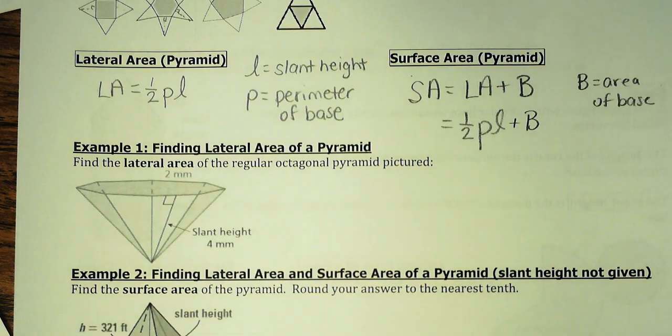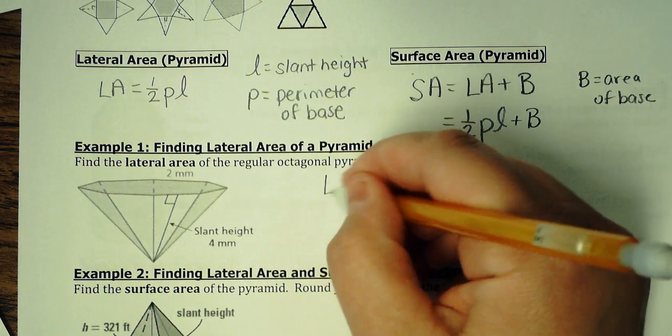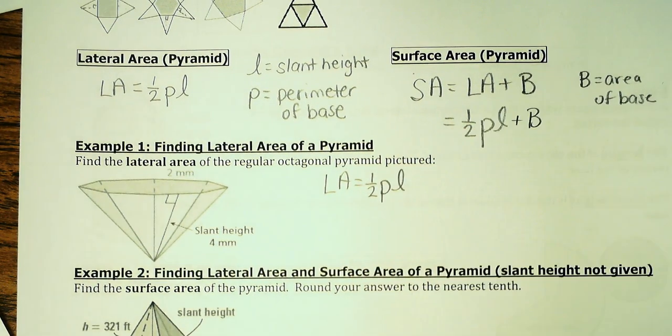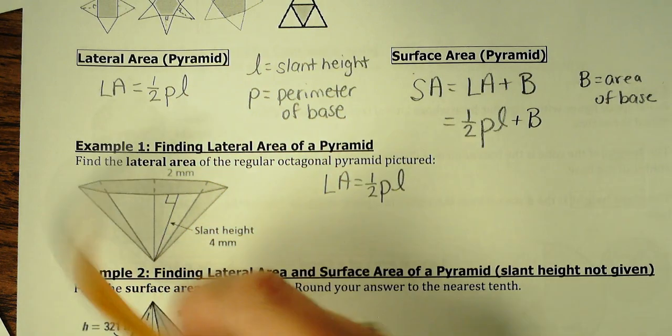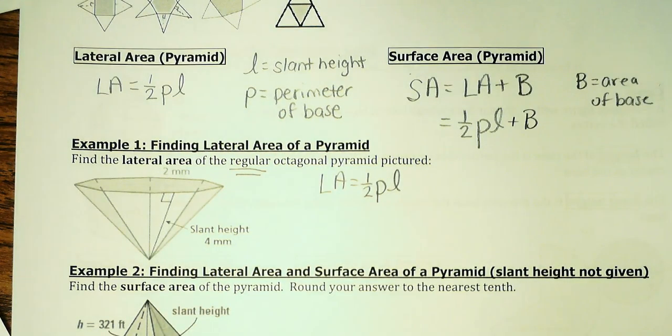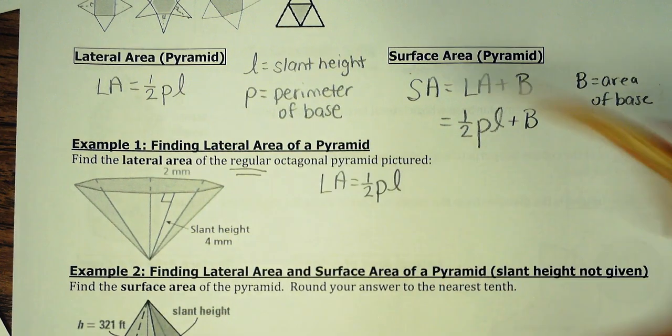Okay, so for the first example, this is strictly lateral area. So that's 1/2 perimeter of the base times the slant height. Now, the perimeter of the base, remember, we're going to assume these are all regular, even if it doesn't say that in the directions. It does here. It says I have an octagonal prism, so that's 8 sides.